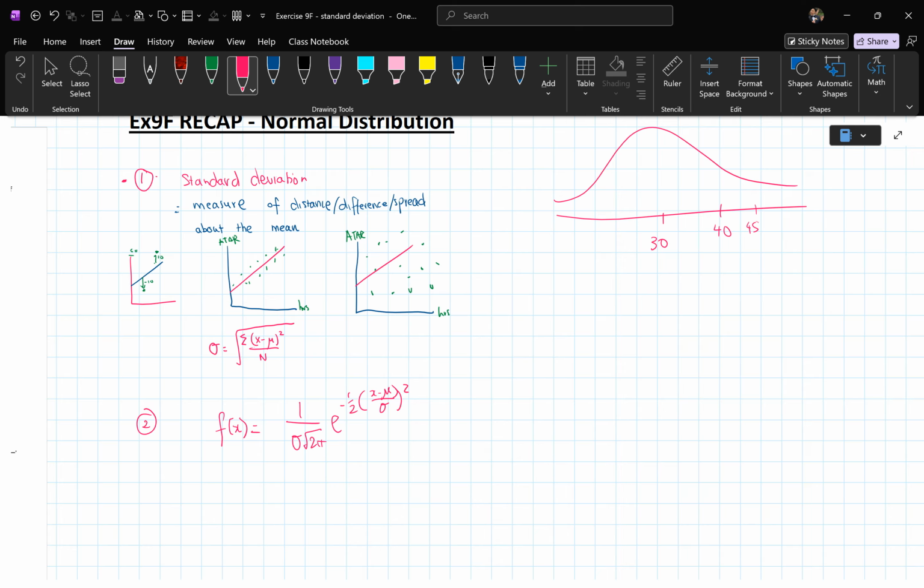You don't need to know that. Okay, but this gives you that shape. That's essentially all you need to understand. Yeah, your CAS calculator already has this, and that's what I'm going to show you today. How do you find the area?